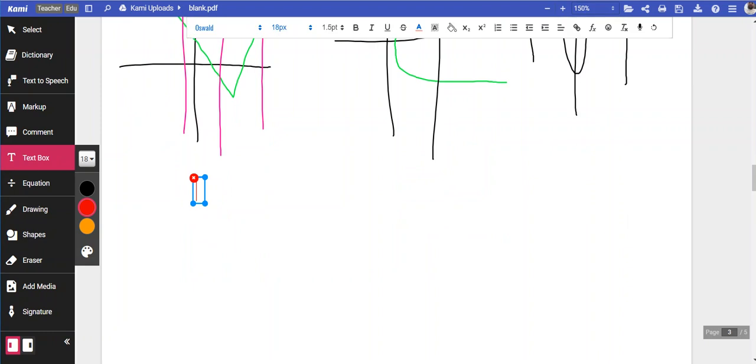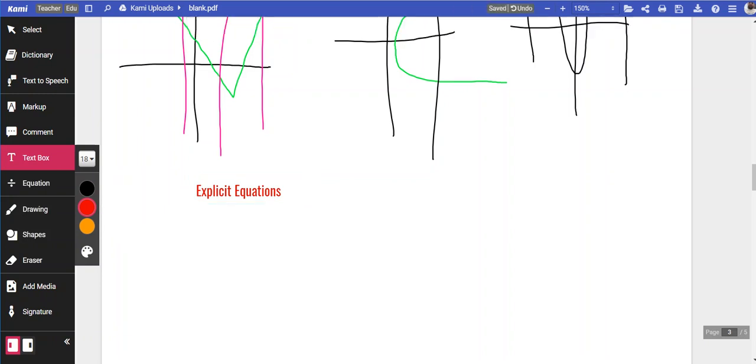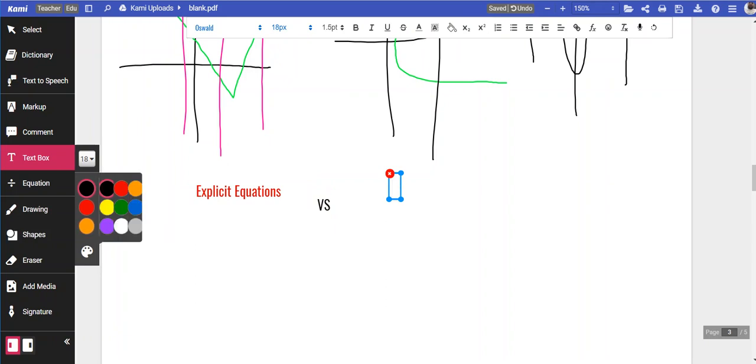Some other things I want to talk about is something called explicit equations versus what they call implicit equations.